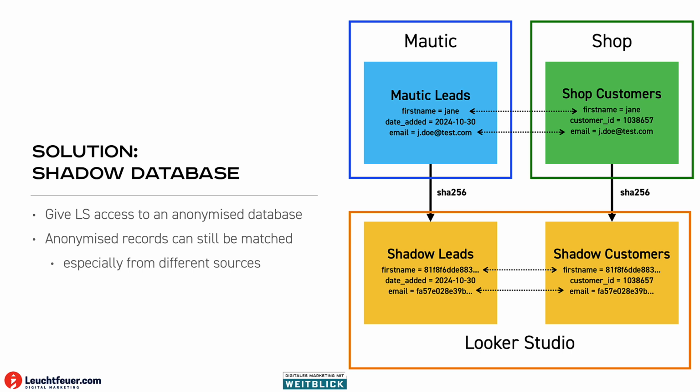and we can still match that. That is not that important in Mautic, because Mautic also has IDs, which it uses to map records internally. But this is really important once we bring in the shop database, because in our shop database, we also have a table of our customers with the name, the customer ID, their email address, and so on. And if we anonymize the data in the shop database, it will also get the same hashes as it did in the Mautic database. So even after anonymizing, we can still match records from Mautic and from the shop.